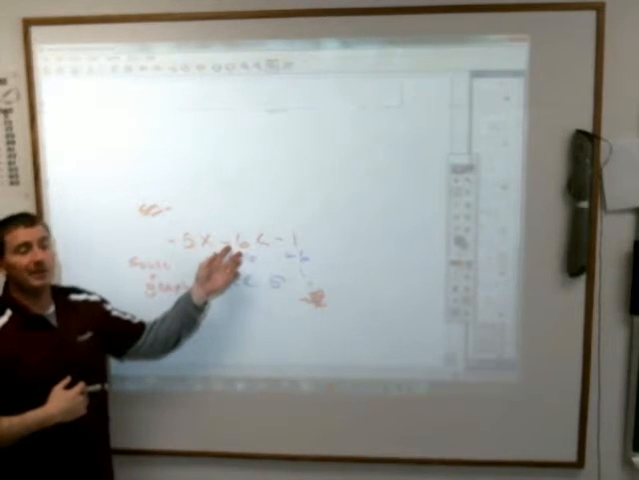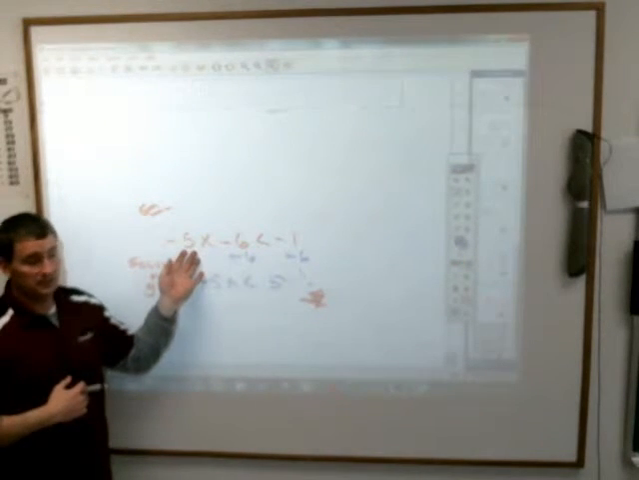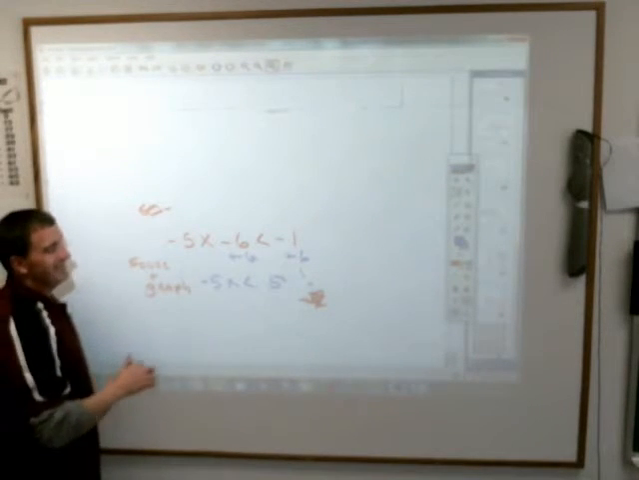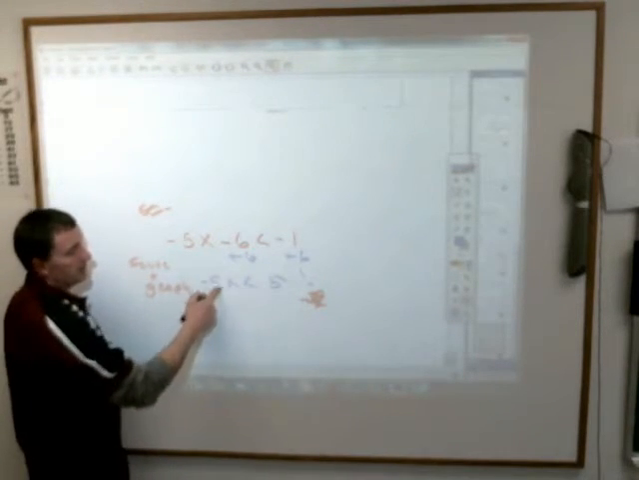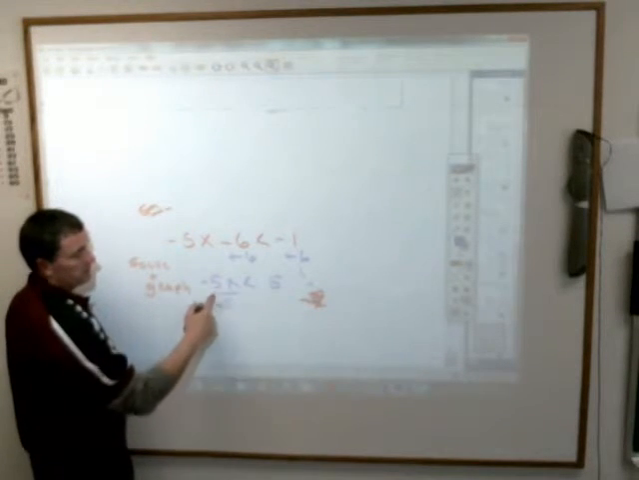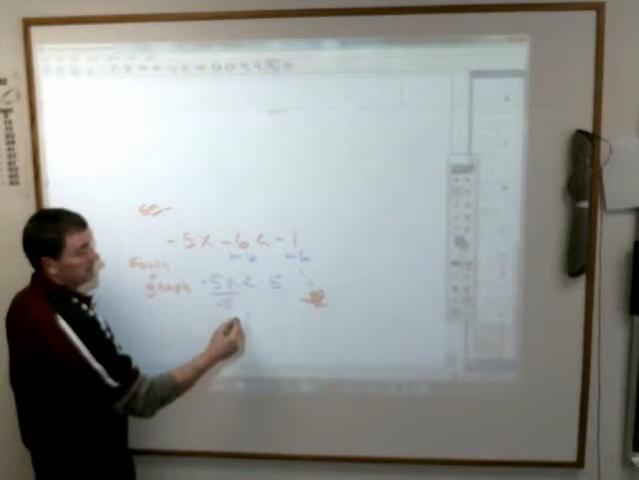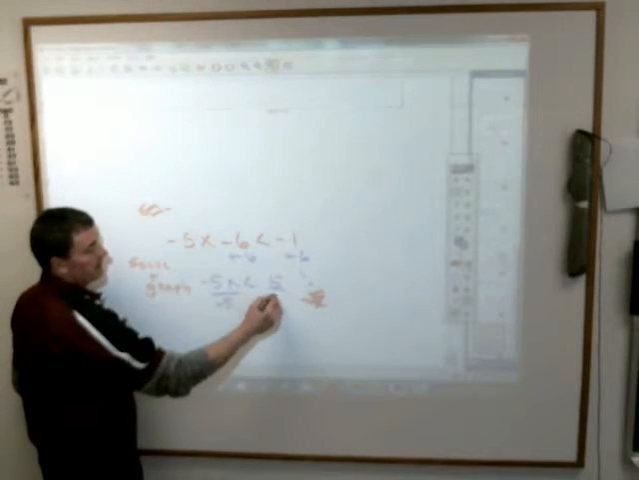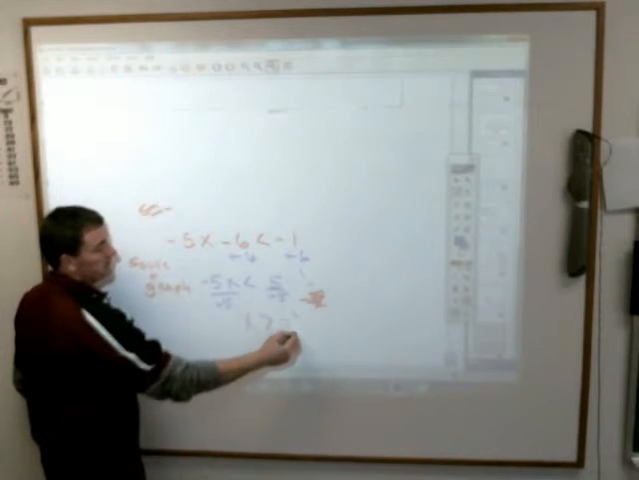I can do whatever I want by adding and subtracting. It's not going to change the sign. Okay? It's only when you multiply or divide. Now to solve this, if I want to get x by itself, I divide by a negative 5, which is going to change this sign to a positive. That's going to change that. Divide this by a negative 5, I get negative 1.